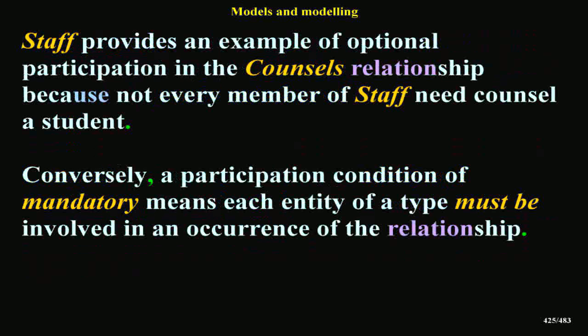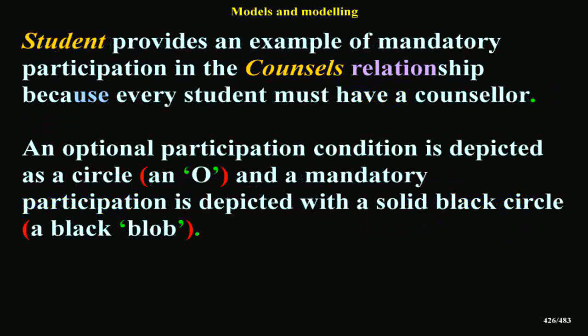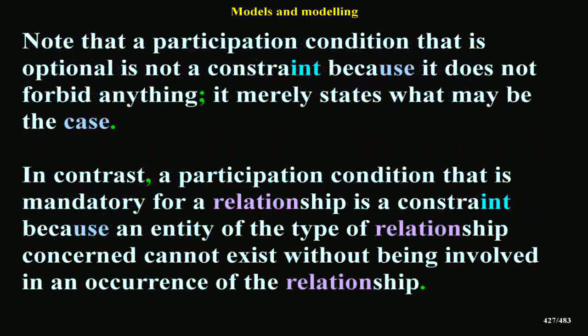Staff provides an example of optional participation in the counsels relationship because not every member of staff need counsel a student. Conversely, a participation condition of mandatory means each entity of a type must be involved in an occurrence of the relationship. Student provides an example of mandatory participation in the counsels relationship because every student must have a counselor. An optional participation condition is depicted as a circle, an O, and a mandatory participation is depicted with a solid black circle, a black blob.